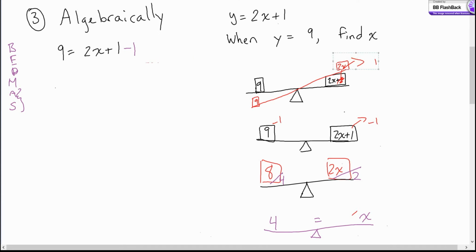Not bad. Okay, so you might have to write out lots of steps at first, and that's okay. I'll try to write out lots of steps for you as well. It's better to write more steps and not make any mistakes.